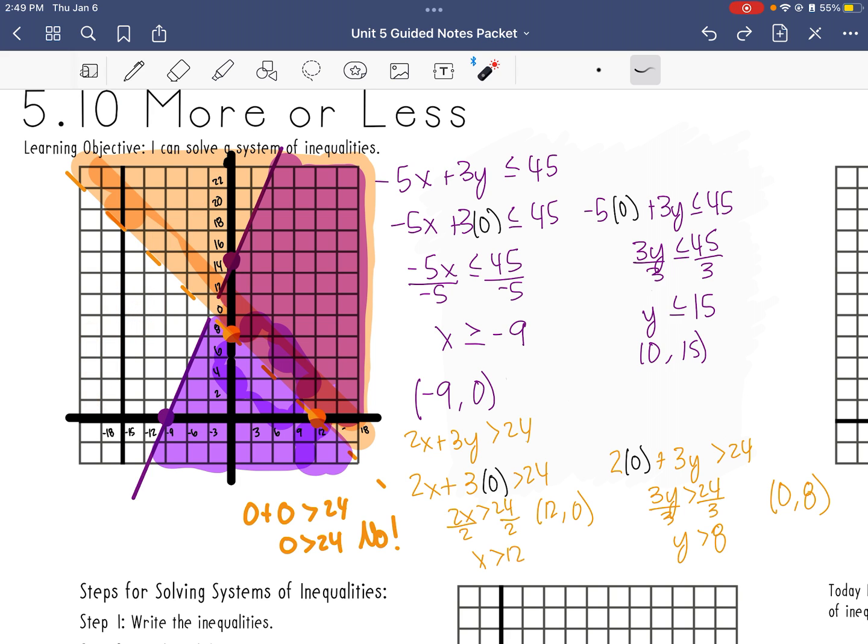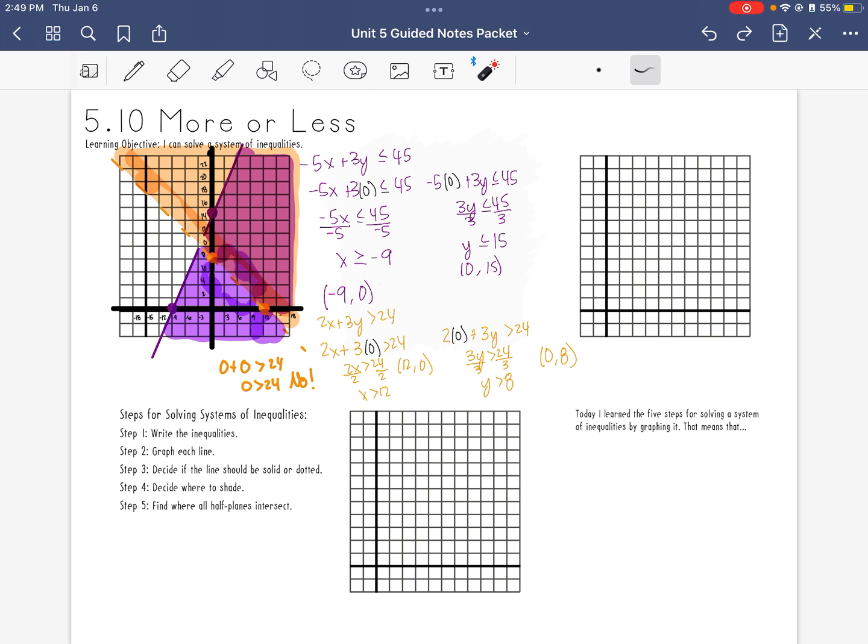So you could plug in like negative 6, 10 right here. It would not work in either of these. You would get false statements out of both of those. Okay? So hopefully that was a good review for you about what we do with our graphing of our inequalities.